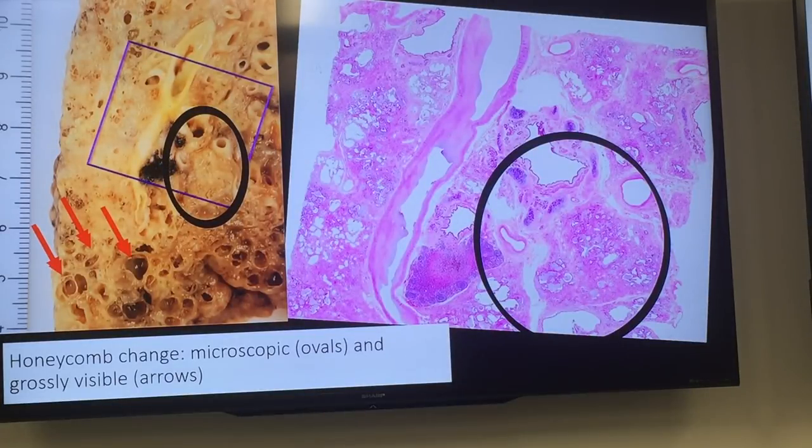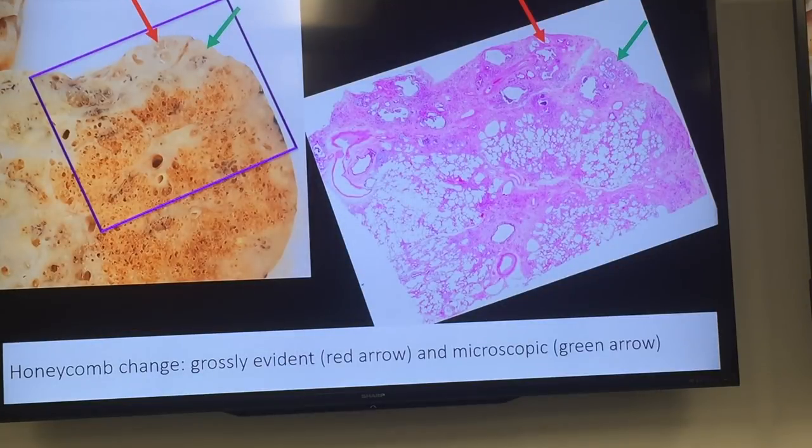Here's another example that shows you grossly, you can't see the honeycomb. The picture on the left, the red arrows show you where you can see honeycomb change, right? And that's not included in the microscopic. The microscopic is only the area within the purple rectangle, and in there, you can't see honeycomb change grossly, but you can see it microscopically. Same thing with radiology. There are many, many instances where you cannot see honeycomb change radiologically, but you can see it microscopically. So the burden is on us.